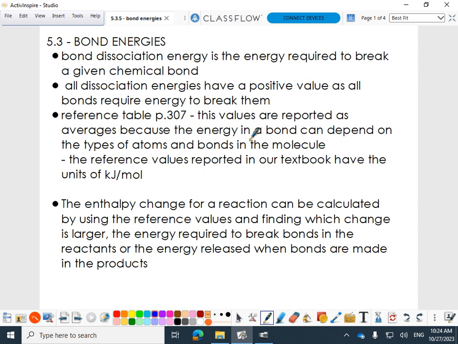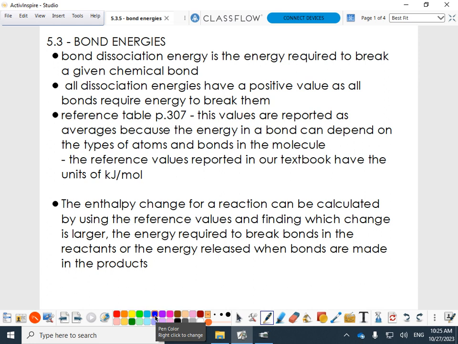On page 307, there is a reference chart with bond energies. If it is a weird multiple bond, it'll be on page 308. But most of them are actually on 307 as well. When you are writing the test or the quiz, you will be given these bond energies, okay? We call it an average bond energy.